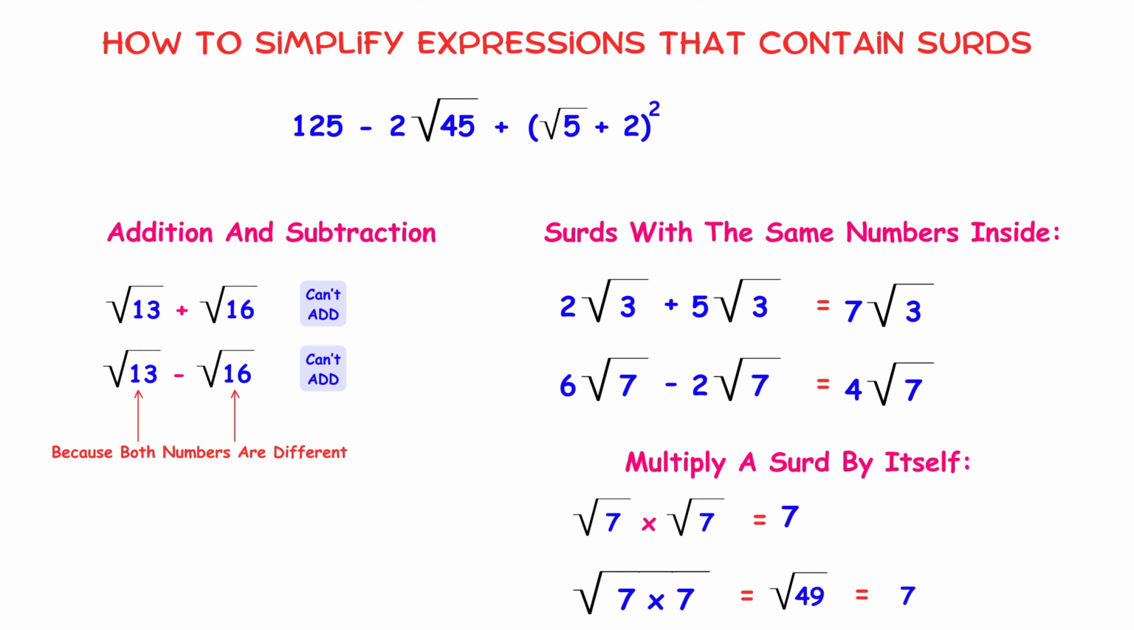The last rule is that when you multiply a surd by itself, like root 7 times root 7, the surds disappear, and it becomes just 7. If it helps, you can think of it as the square root of 7 times 7, so the square root of 49, which is 7. So if we go back to our original expression, how would we simplify something like this?